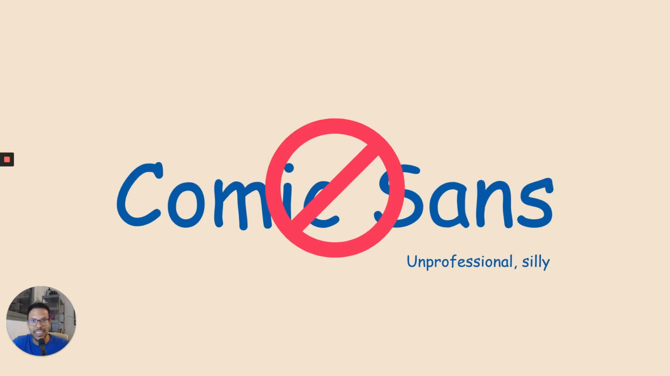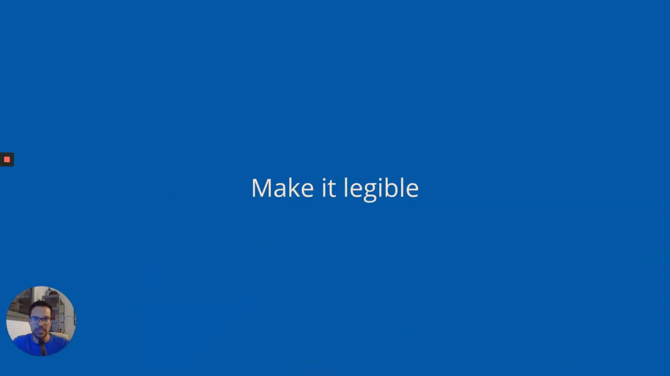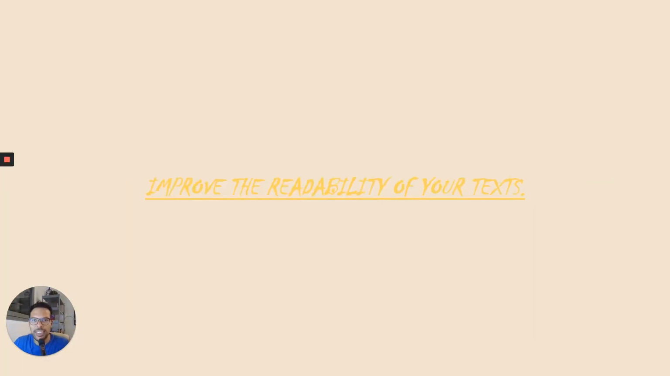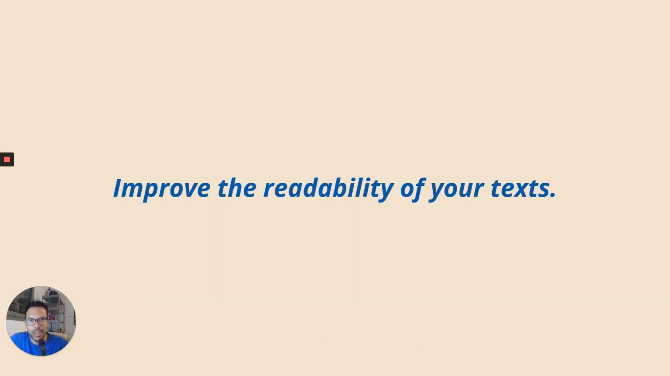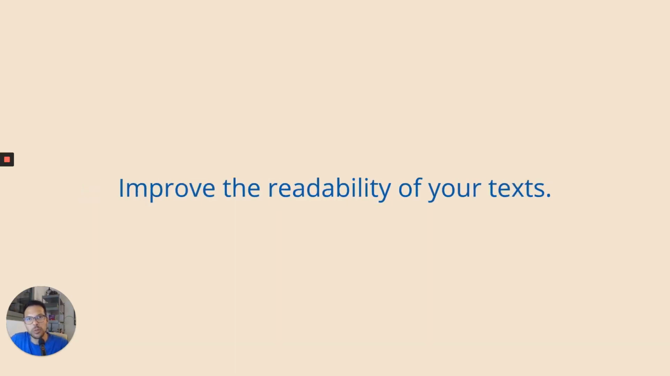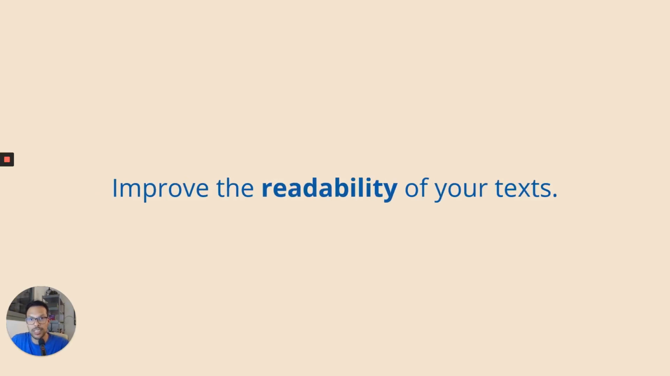And with that said, your number one priority is to make it legible. Anything that you put in your slides should be very easy to read. And each decision you make about type affects the legibility of your text. So make sure you improve the readability of your text. And that means ditching crazy fonts, always having high contrast, removing an underline, not having your texts in all caps, avoiding italic and bold, unless you want to highlight something. And in this case, you would use one or the other.